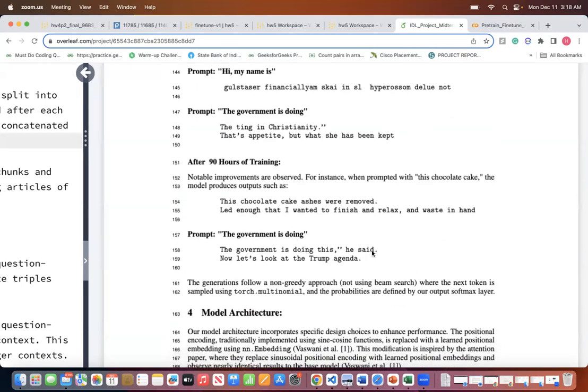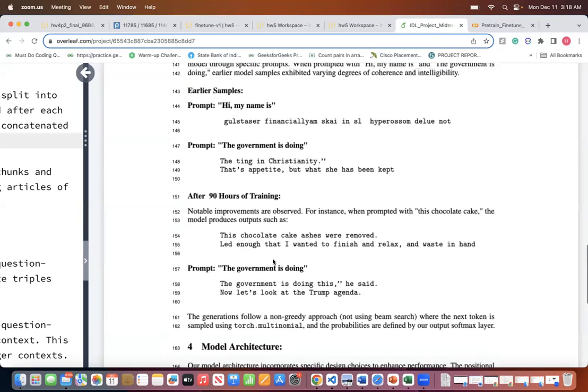So, "The government is doing this, he said. Now let's look at the Trump agenda" and so on. From just gibberish, our model was able to learn good, comprehensible, grammatically correct sentences, even though it is a mini version of the GPT that we're using.